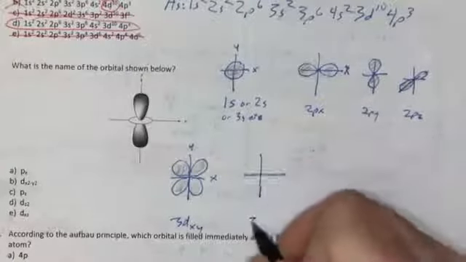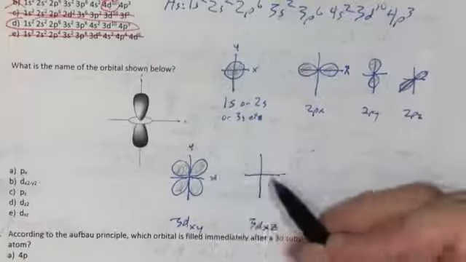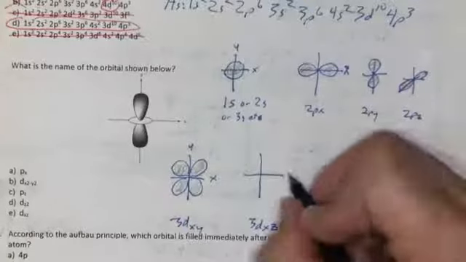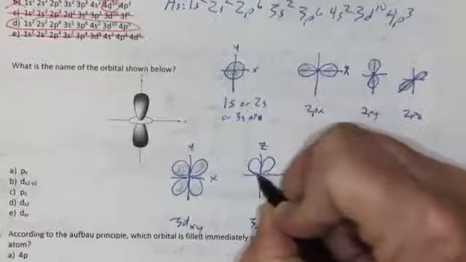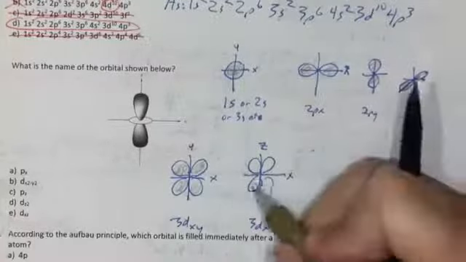The two others are very much like this. They just have a different perspective, the 3d xz. To see this, I'm going to change my perspective. In this first one, I'm looking down the z-axis. Now I'm going to look down the y-axis. This is the x-axis and the z-axis. And once again, this is a four-leaf clover type of shape. That's the 3d xz.